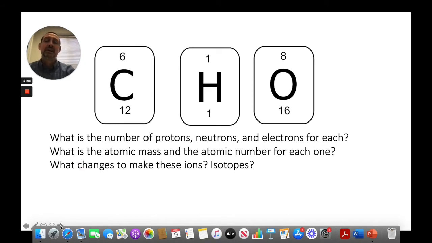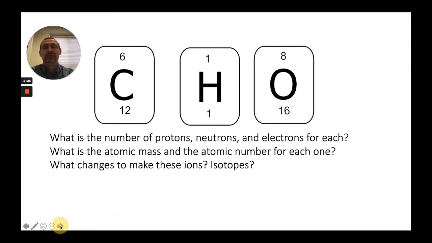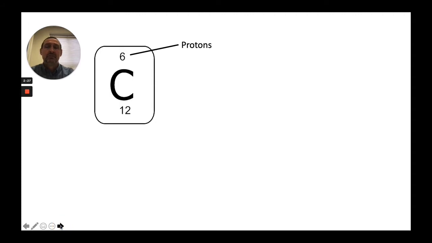And so the questions that we need to ask and answer are: what's the number of protons, neutrons, and electrons for each of these? What's the atomic mass and atomic number for each one, and what changes to make these isotopes or ions? So let's just look at carbon as an example, and then you can think through the other 2 examples on your own. Starting with the number of protons, the 6 represents the number of protons, which is the atomic number. Because protons are positive and electrons are negative, the number of protons equals the number of electrons.